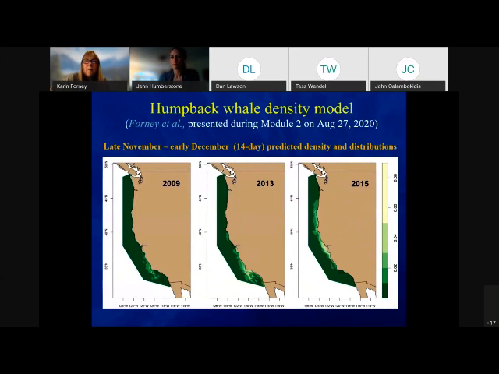So the humpback whale density model, just to remind those of you who weren't on the webinar last week, shows 3 different years, a period in late November, early December when the fishery would normally open. The green colors reflect density, yellows are higher density, dark greens are lower density. We can see there's some variation from year to year: in 2009, the whales had mostly left a large chunk of the coast. In 2013, they were a little bit more persistent. And then in 2015, when we had increased entanglements, we did have more whales still present on the coast, and the model correctly captured that.